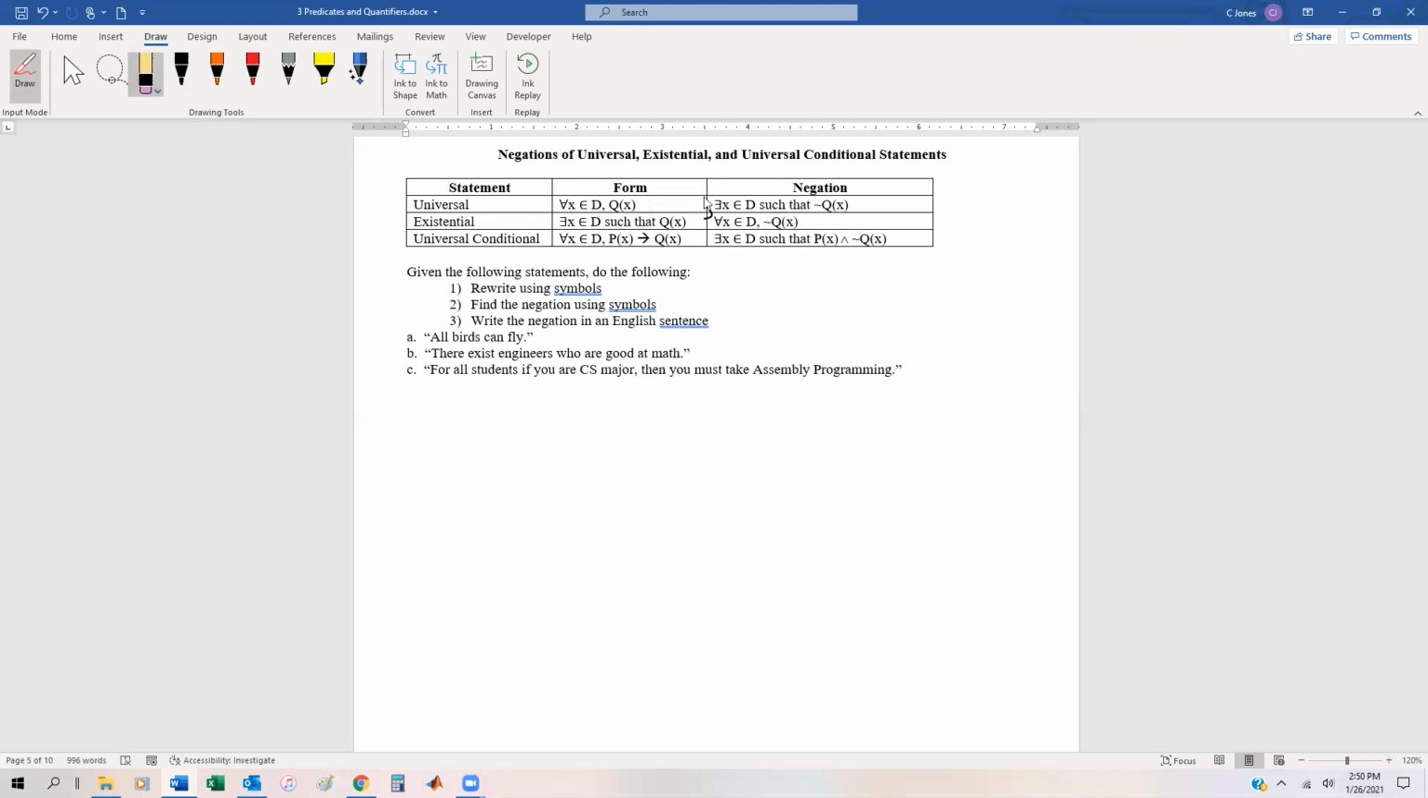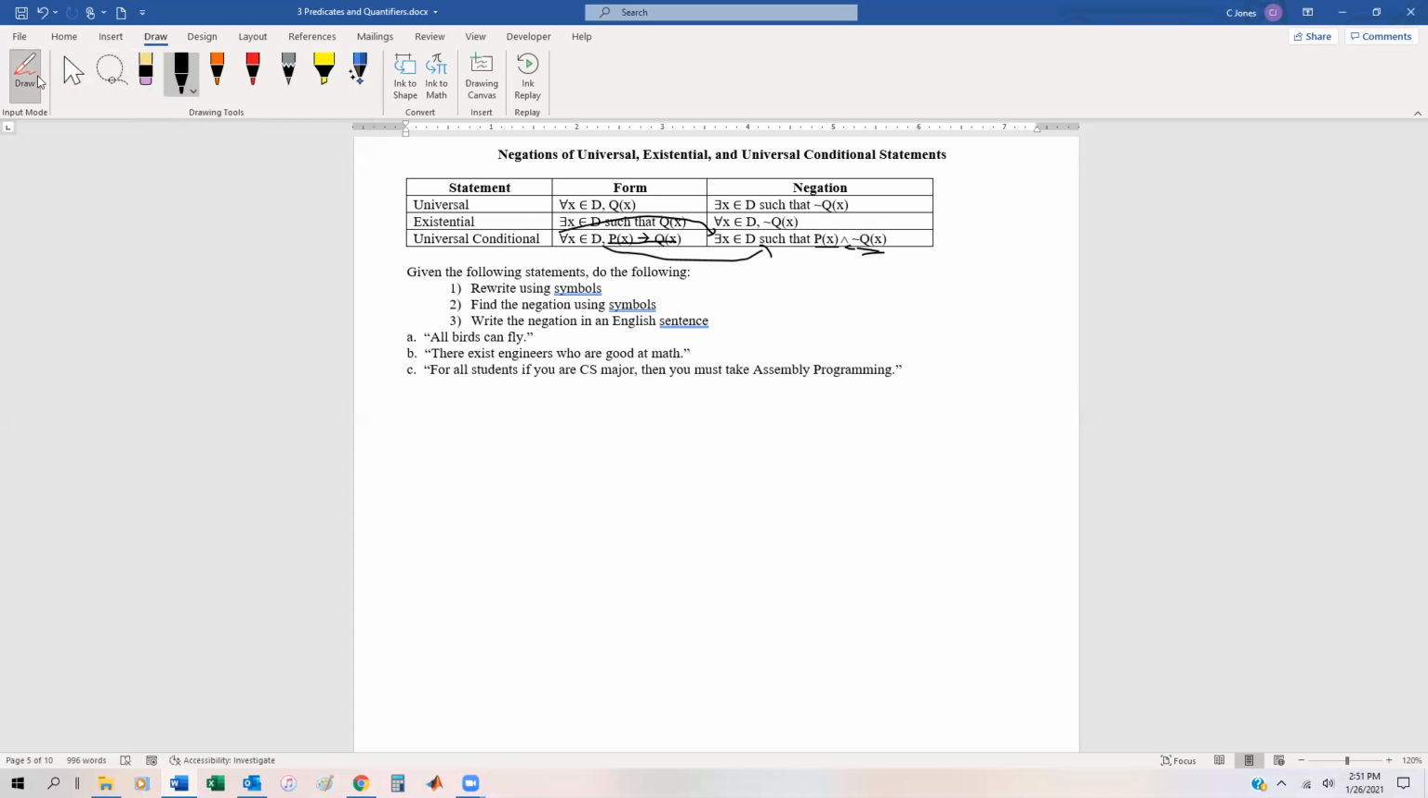Finally, for one of these universal conditional statements, this one's a little sneakier. We are going to flip the quantifier. Instead of a comma, we're going to replace that with such that. But instead of P implies Q, we're going to say P of x and not Q of x. So we have to be careful with this one. That's the only tricky one that doesn't necessarily follow the pattern of the other two.